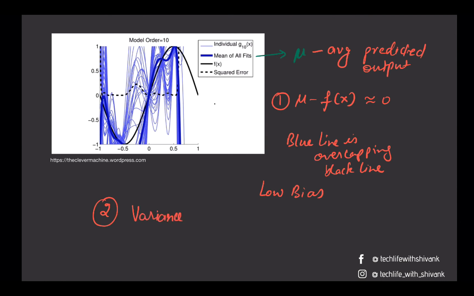Variance means how close are the thin blue lines, which are the individual g10(x) when we fit it on different datasets. So when we fit our model on different datasets, how close those models are, and we can see that the variance is very high. The blue lines are scattered all over the plot. They are not following the same pattern.